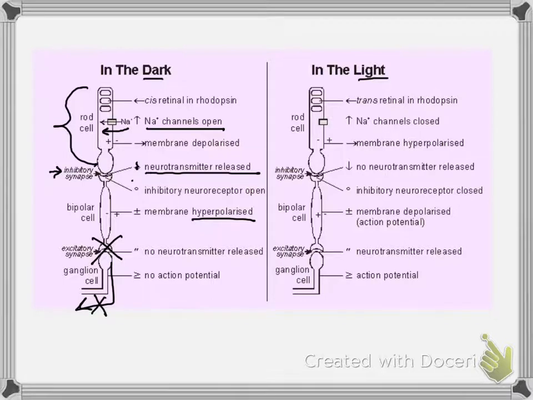Okay, when there's light, however, we have a different form of rhodopsin. It's the trans form. Again, ignore these arrows if it's confusing to you. The sodium channels can't open, so you're going to see that there's no sodium coming in. And as a result, we're not seeing depolarization of the membrane. We're actually seeing a hyperpolarization of the membrane. And what that means is there's going to be no neurotransmitter released. And that's a good thing because this is an inhibitory neurotransmitter.